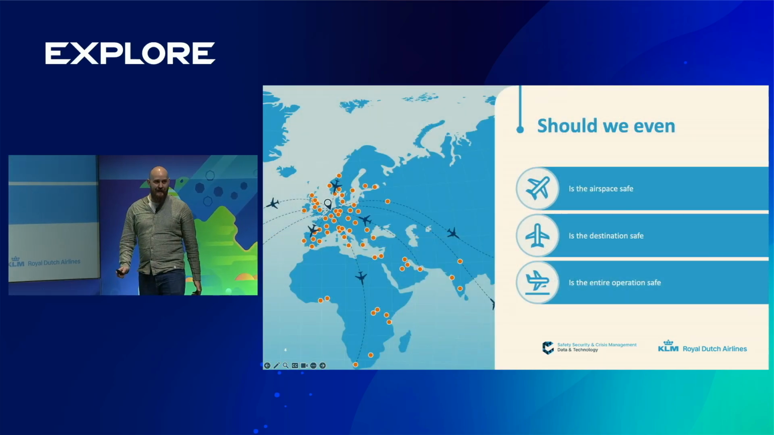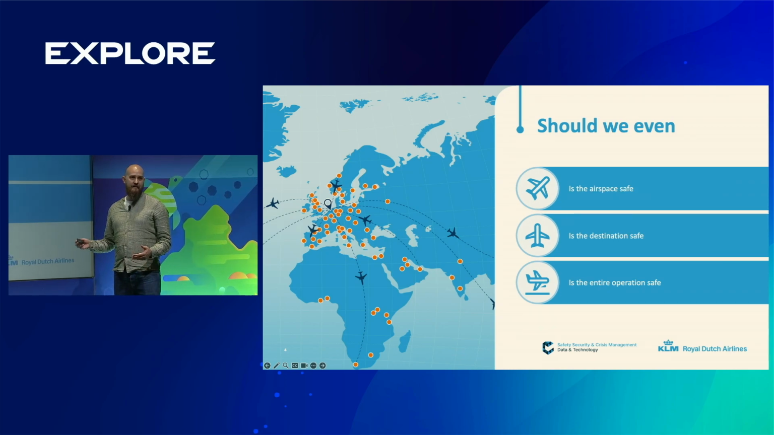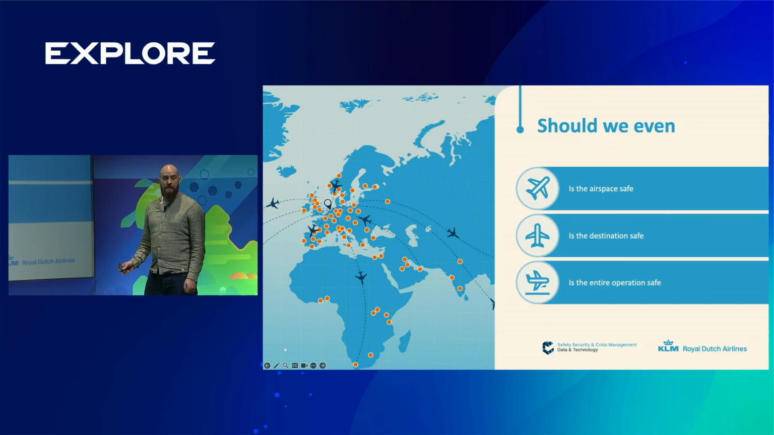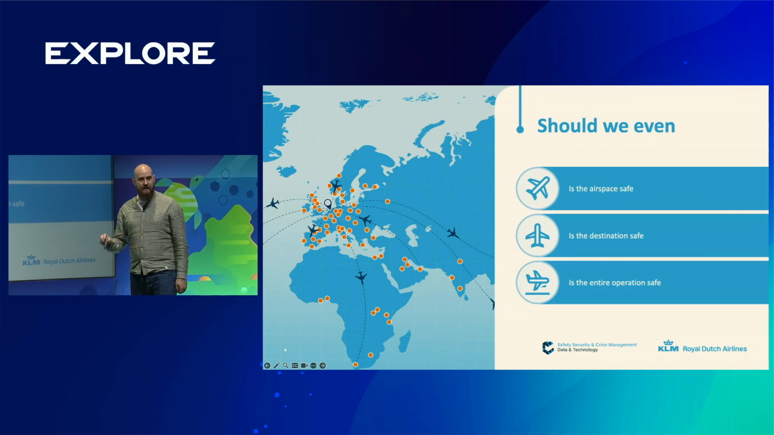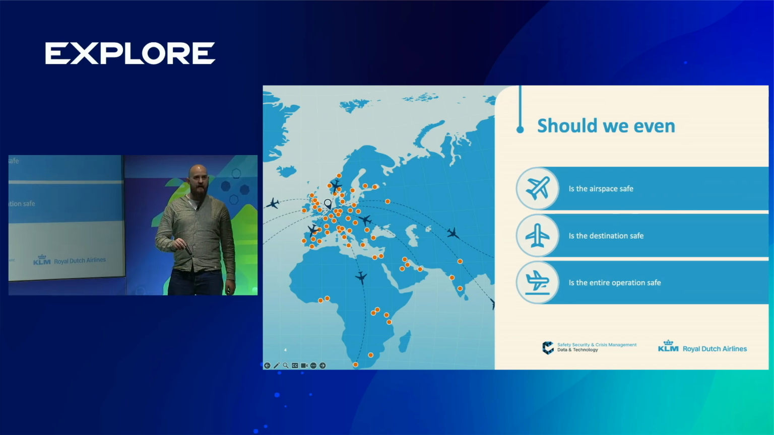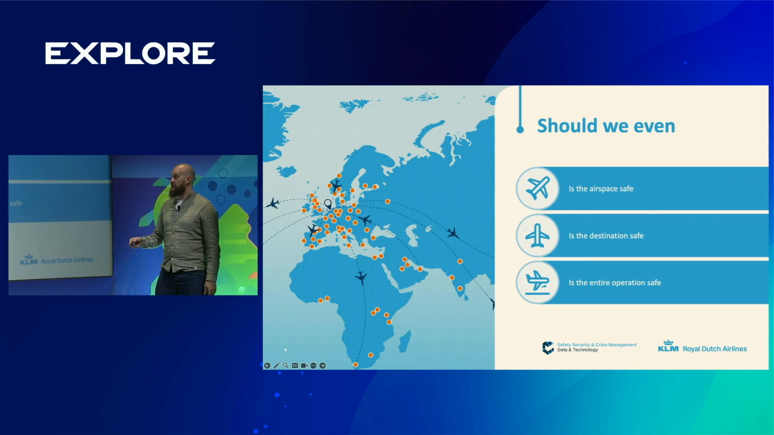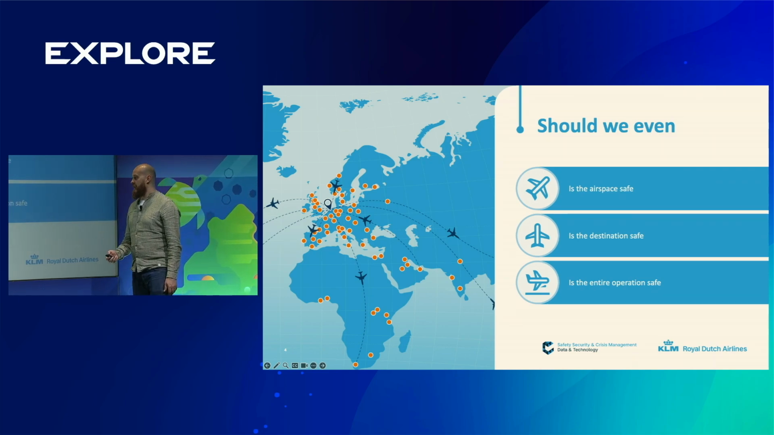So what does that mean? A couple of examples here. Should we even fly? Is the airspace safe? Are we flying over a war zone? Are we flying between two countries that are at war? When we land in a station, is that station safe? Once we're in the station, we need to look at whether we can get our crew to a hotel. Once we're at a hotel, we need to do an assessment and go, are the crew allowed to leave? Are they allowed to leave by themselves? There's a whole chain of operations, and this is just one part of that chain.